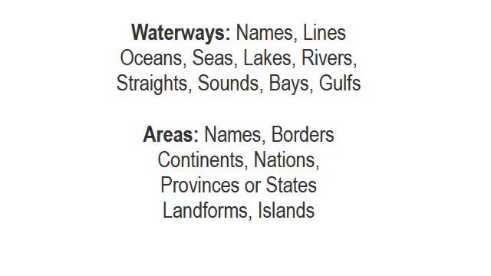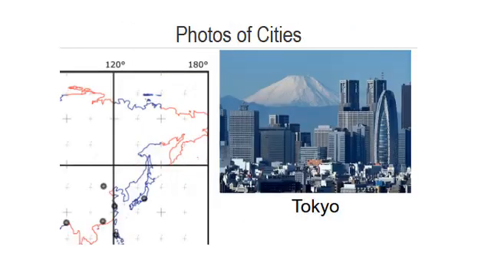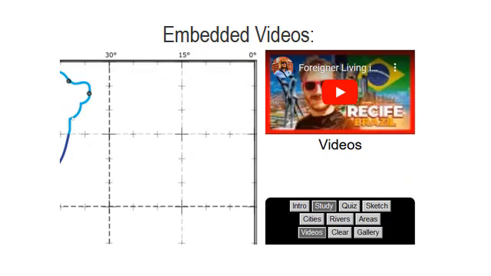Depending on the scale of a map, clicking the Areas button will display the names of continents, nations, and islands. Clicking on the Cities button will display circular icons where major cities are located. Mousing over these icons will display a photo and the name of the city next to the map. Clicking on a city's icon will open a new browser tab with a search for the city. Clicking the Videos button will display icons on the map that link to YouTube videos.